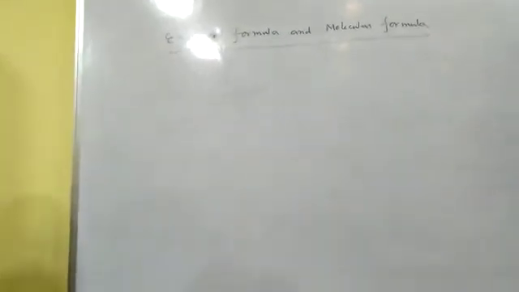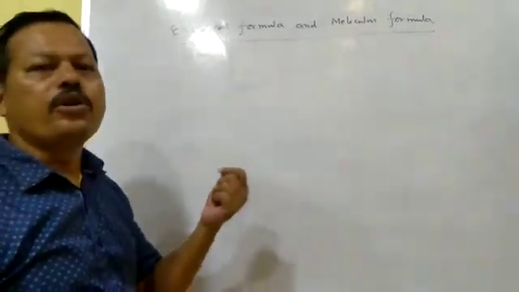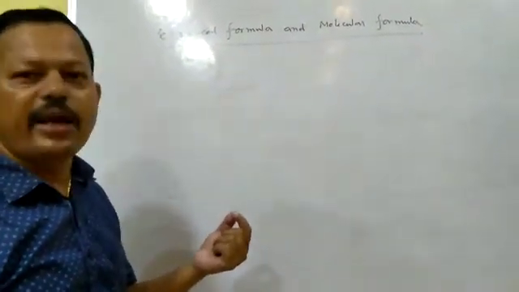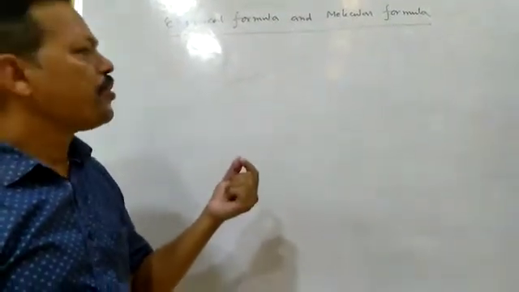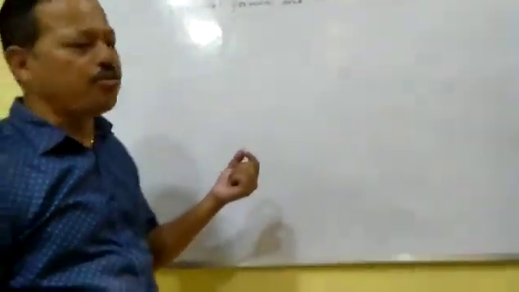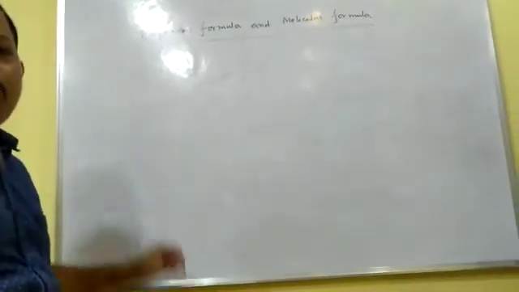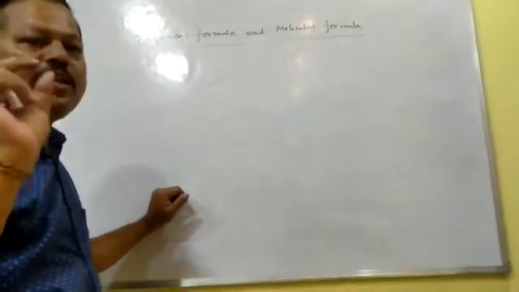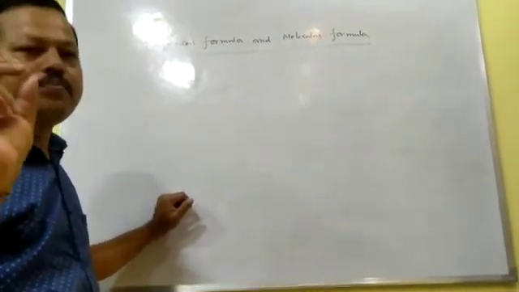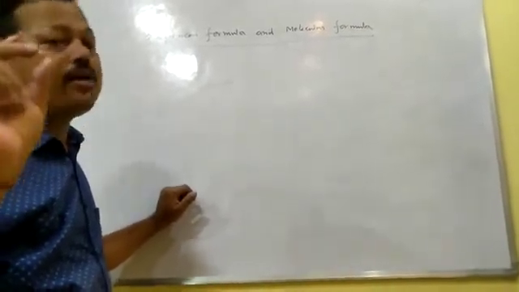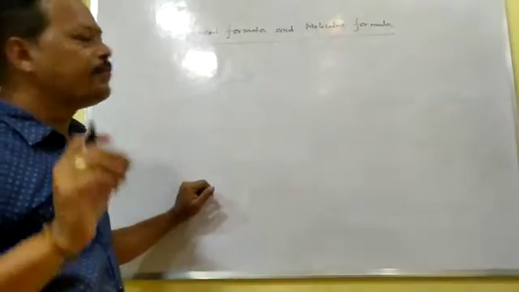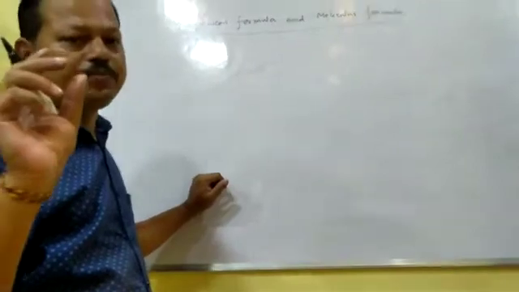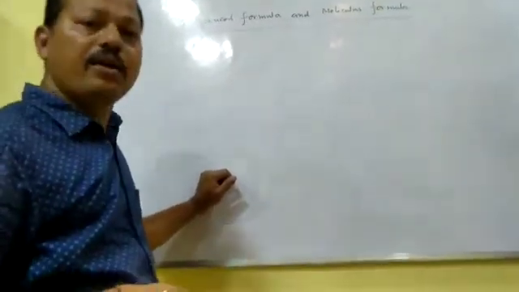You know about molecular formula. For example, molecular formula of water, H2O. Molecular formula of ammonia, NH3. Molecular formula of sulfuric acid, H2SO4. So like this way you know the molecular formula of the compound. So actually what is molecular formula? Molecular formula means it gives the actual number of atoms present in a molecule of a compound. Again I repeat, molecular formula gives the actual number of atoms in a molecule present in a compound.